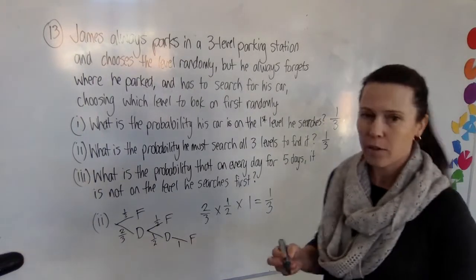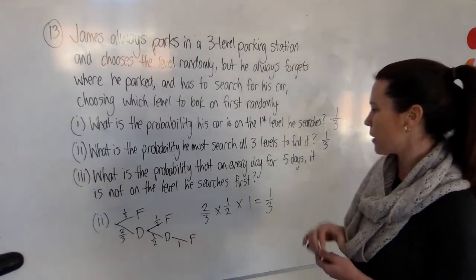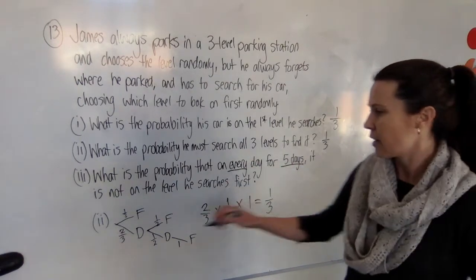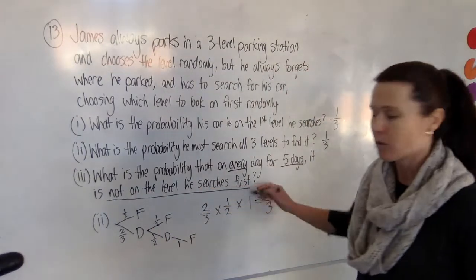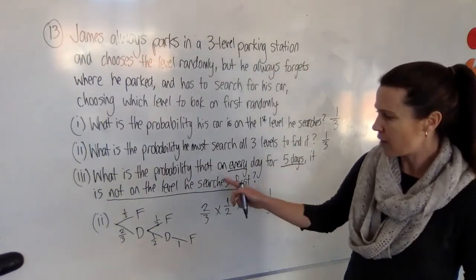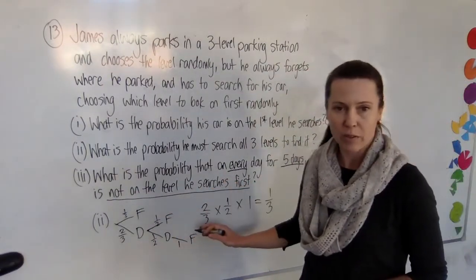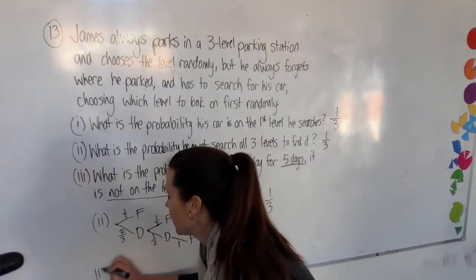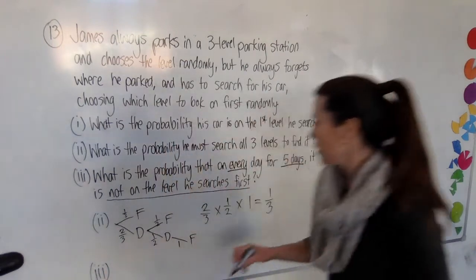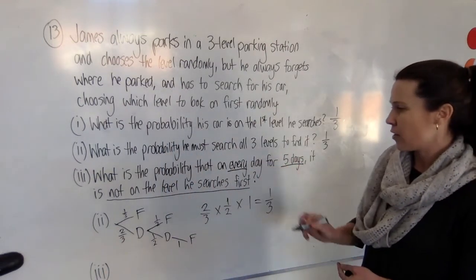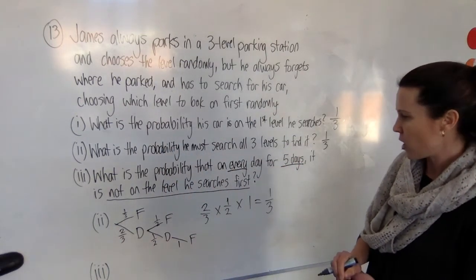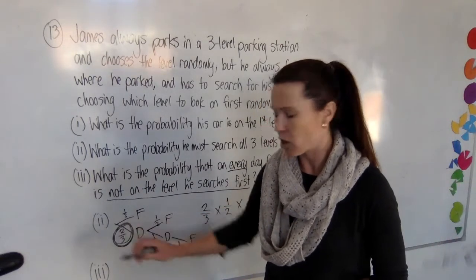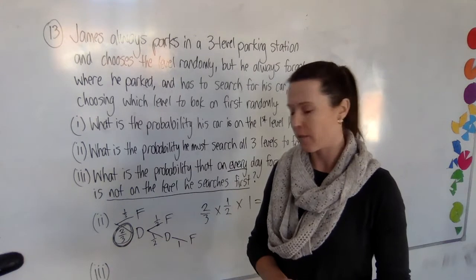All right, the 3rd question. What is the probability that on every day for 5 days it is not on the level he searches first? Now, the advantage of the tree diagram we've already drawn in question 2 is that we could use the same diagram for question 3. So, I'm thinking here, we need him to not find it on the 1st level. Now, what is the chance that he won't find it on the 1st level? It's just this, isn't it? There's 2/3 of a chance that he won't find it on the 1st level that he looks in.